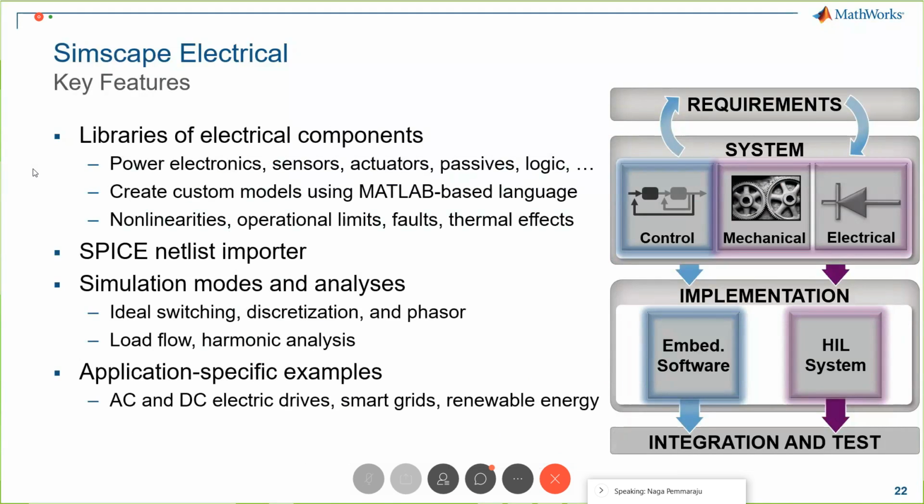A couple of things I want to highlight apart from the ones we discussed. One is, if you're working on any other third-party software like Spice, you can import those Spice netlists into MATLAB Simulink, and then understand how your system is behaving in the simulation world. You can go from a very ideal switching and increase the complexity, and we provide a lot of application-specific examples as part of this toolbox. And of course, last but not least, we do support C code generation, and a lot of our customers are using this for hardware-in-the-loop simulations.